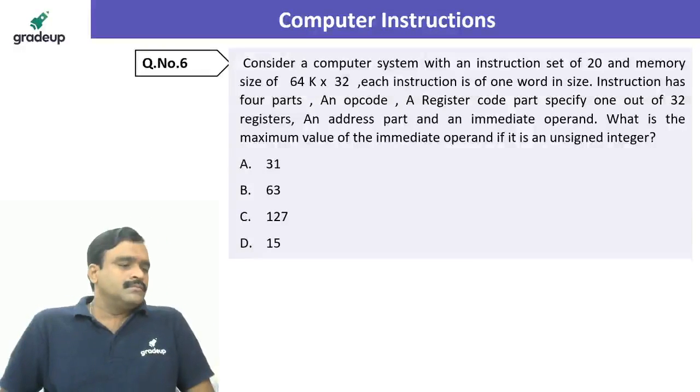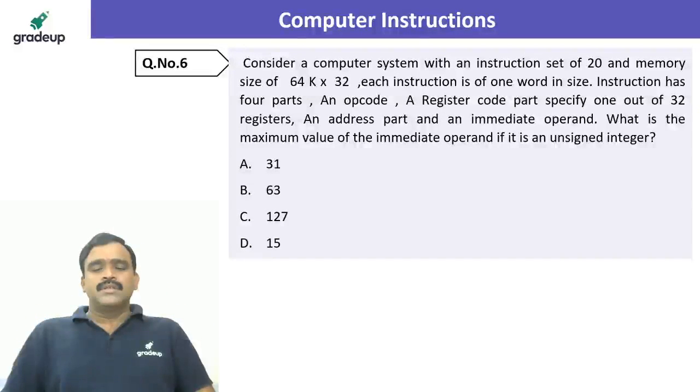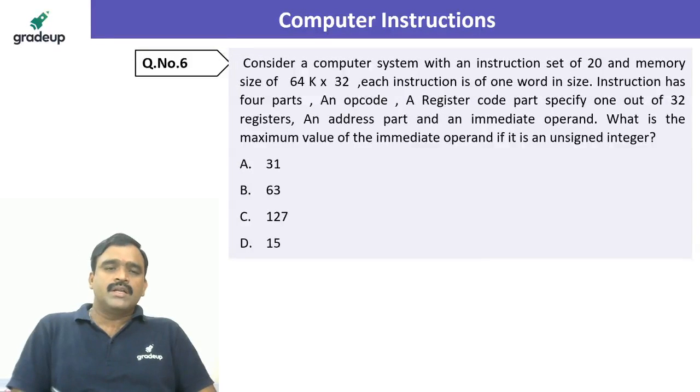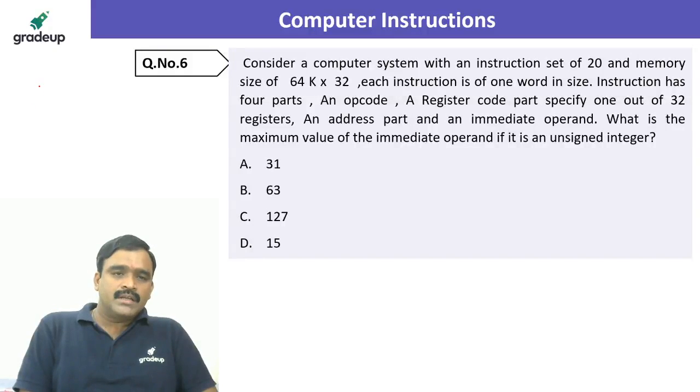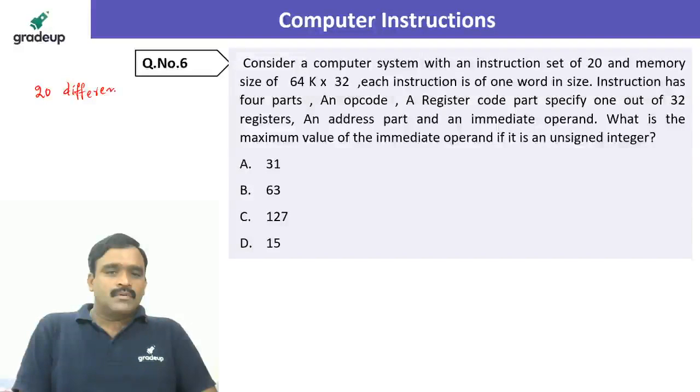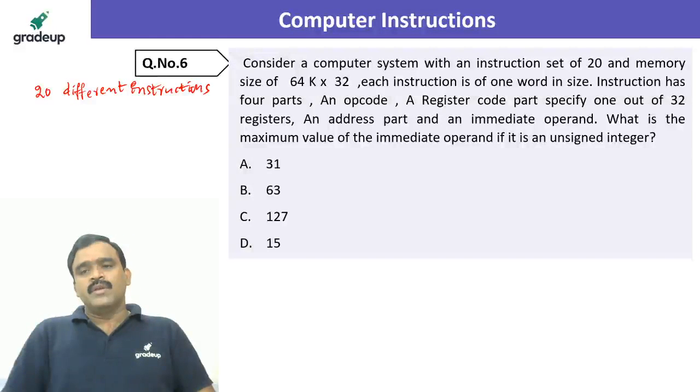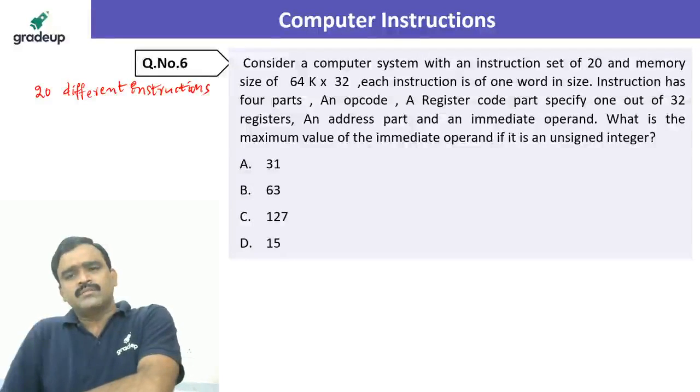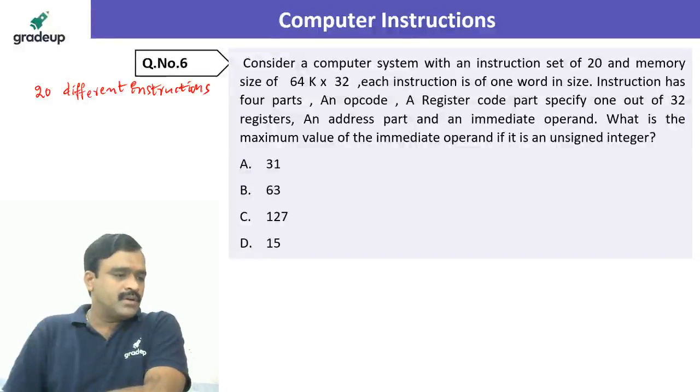Now coming to the 6th question. Consider a computer system with an instruction set of 20. What do you mean by an instruction set of 20? That means we are having 20 different instructions in an instruction set. Every computer is supposed to have an instruction set. So when you are writing a program, one instruction may be written multiple times. That depends upon your data processing.